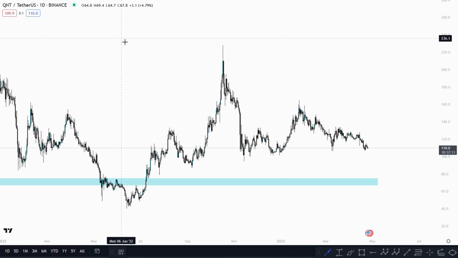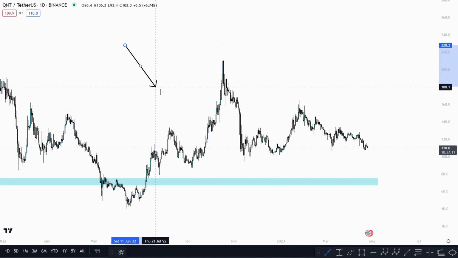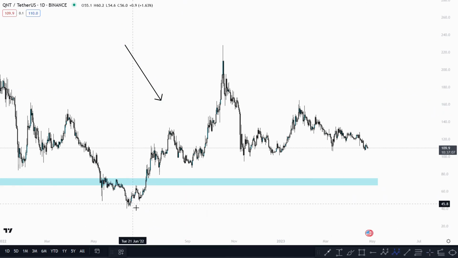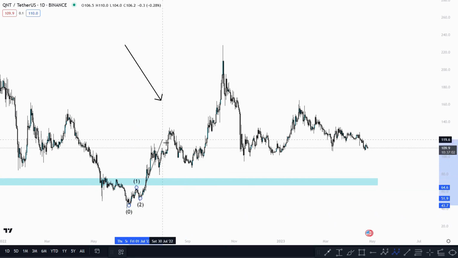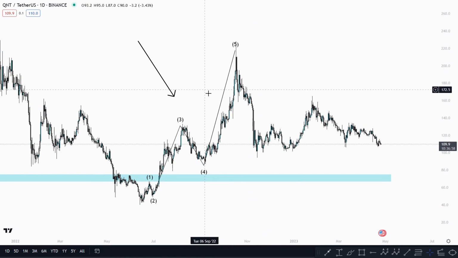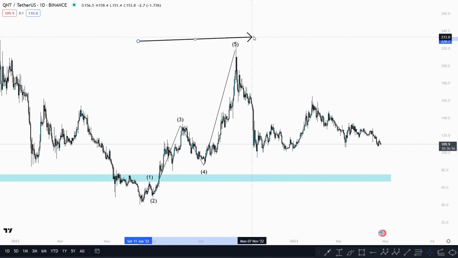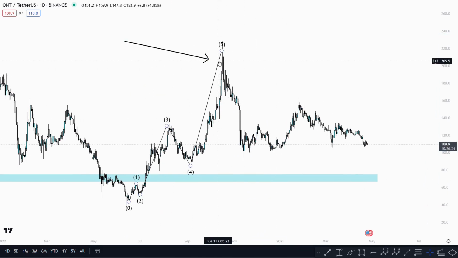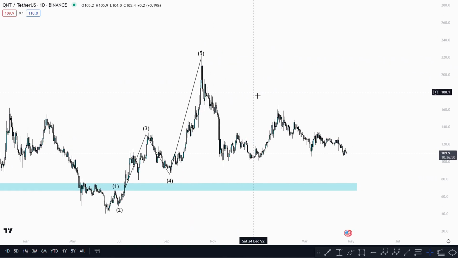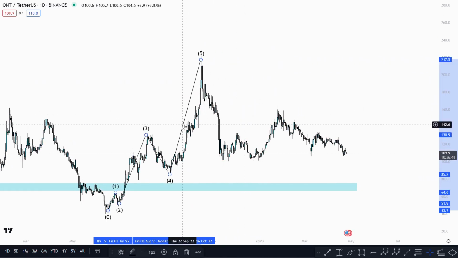To look for those moves to the upside, I'm going to do a little bit of Elliott wave analysis. Really simple here, keeping it simple. What I'm seeing here for QNT is a really nice impulsive move off of the lows. I do think that is an impulsive move. If you don't think that's an impulsive move, I don't know what to tell you. It looks impulsive to me. Maybe I'm wrong, maybe I'm right, I guess we'll find out in the coming months.